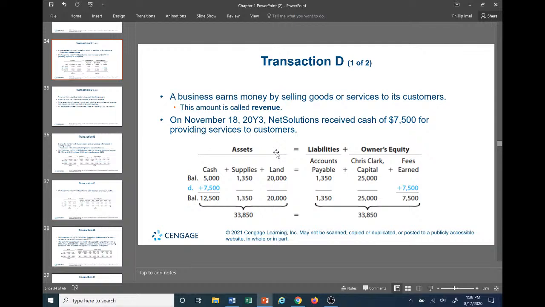So what about the flip side or the opposite end of that equation? So if we provided services and we're receiving cash, we know assets are increasing here. So assets went up. So something has to go up on the liabilities and owner's equity. So if we provided a service, that's called a revenue, right? So we're receiving the cash. The other end of that has to be fees earned, which is a component of owner's equity, right? Because if we've earned that, it's equity to a company. So fees earned is going to be plugged in here, plus $7,500.